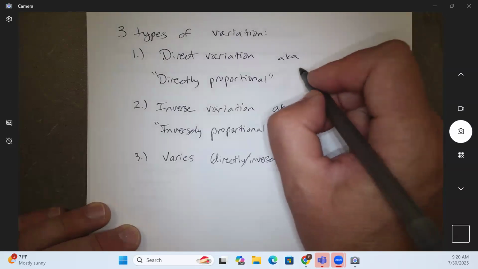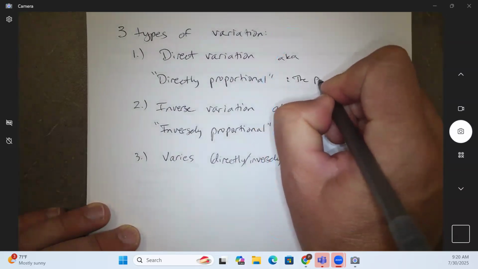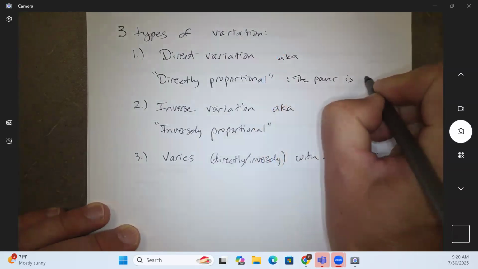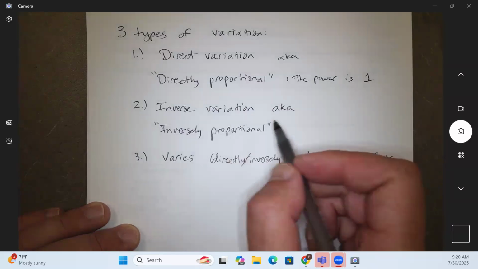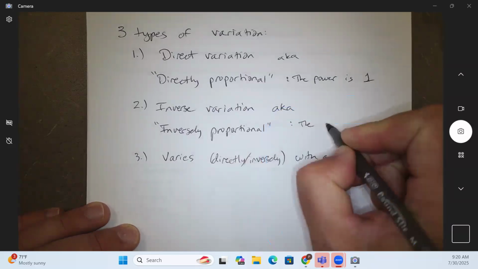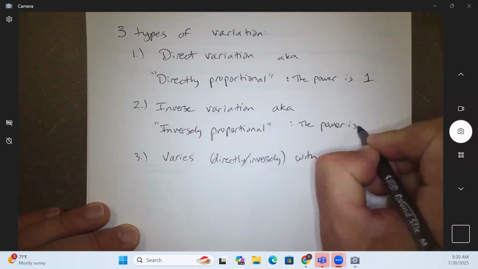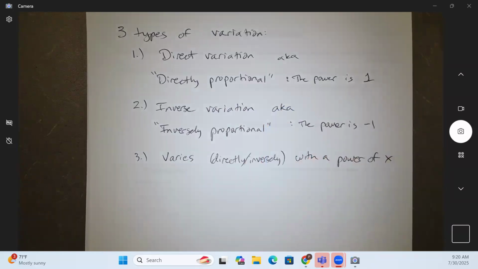In direct variation, the power is just 1. 1 to 1, basically. Yeah, or 3 to 1, or 10 to 1. But the power on the x is 1. In an inverse variation, the power is -1. It's a division. And in our third type, the power can be anything. It could be 2, it could be -2, it could be 1/2. That's pretty common.